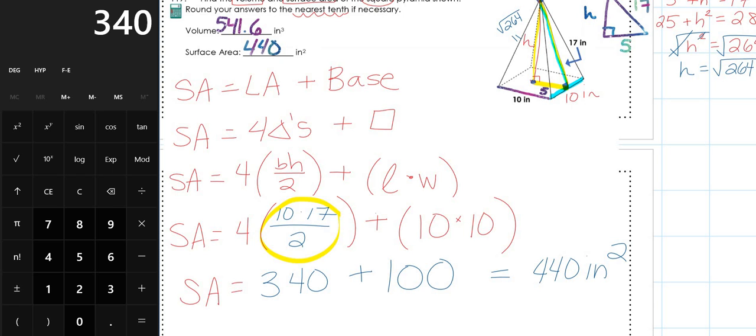This was pretty straightforward. They just wanted you to practice getting volume and surface area. The only trick is that you were missing the height to find volume. But you did have the height to find surface area because it's a different type of height. Okay, that completes this page. Let's keep it moving.